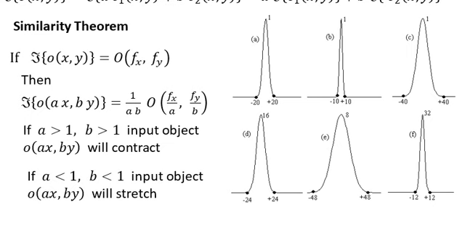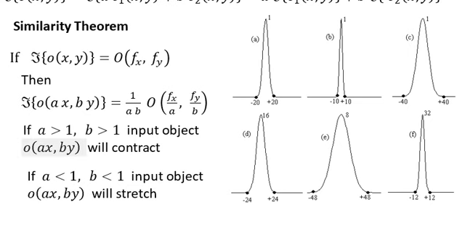Now let's explain this theorem a little bit. If a is greater than 1 and b is greater than 1, the input object o at ax, by will contract. So with values of a and b greater than 1, the object o will contract. And if a is less than 1 and b is less than 1, the input object o at ax, by will stretch. So when a and b are both less than 1, the object o will stretch. Otherwise, when both are greater than 1, the object o at ax, by will contract.